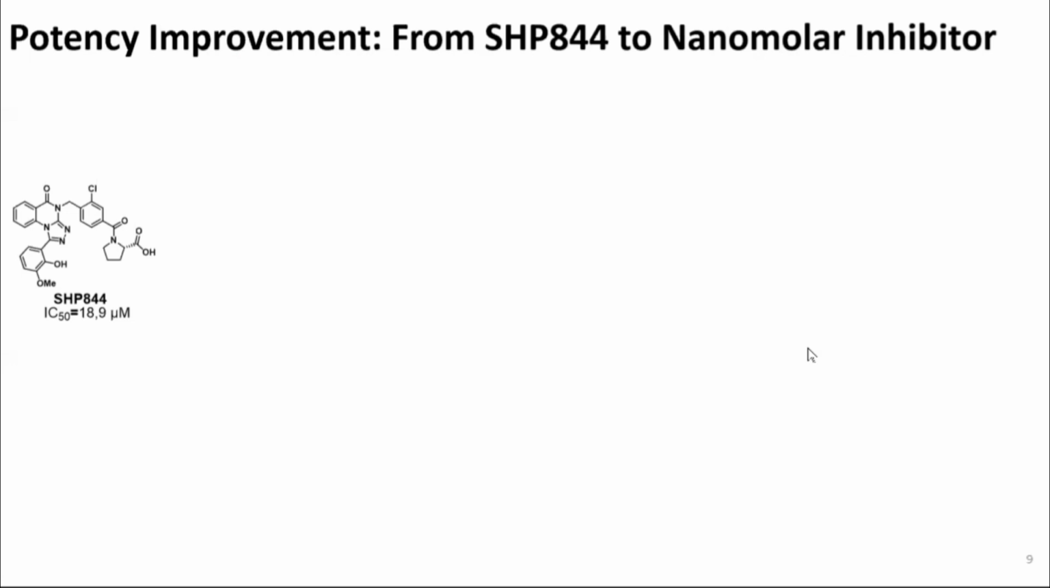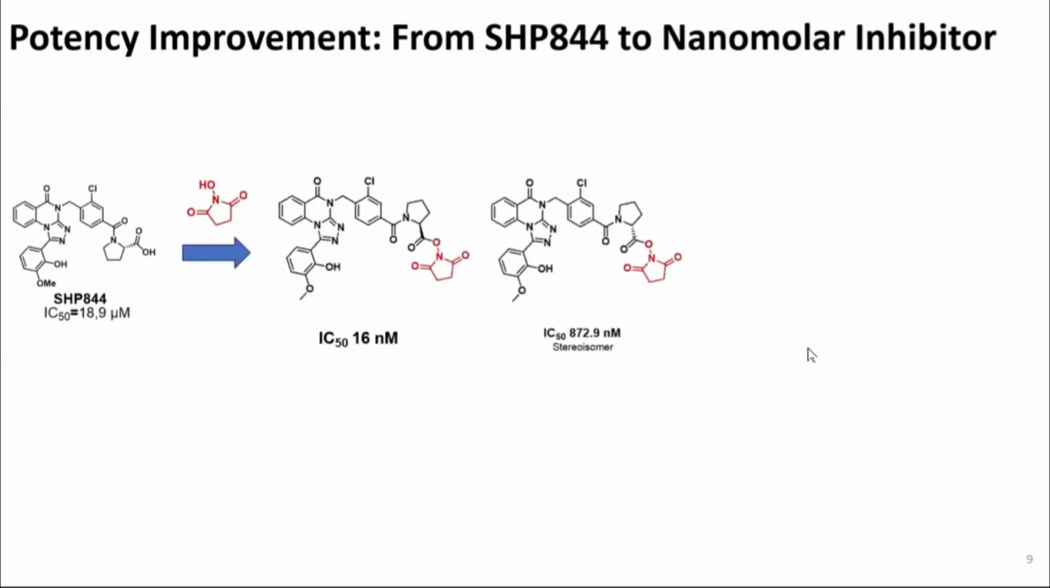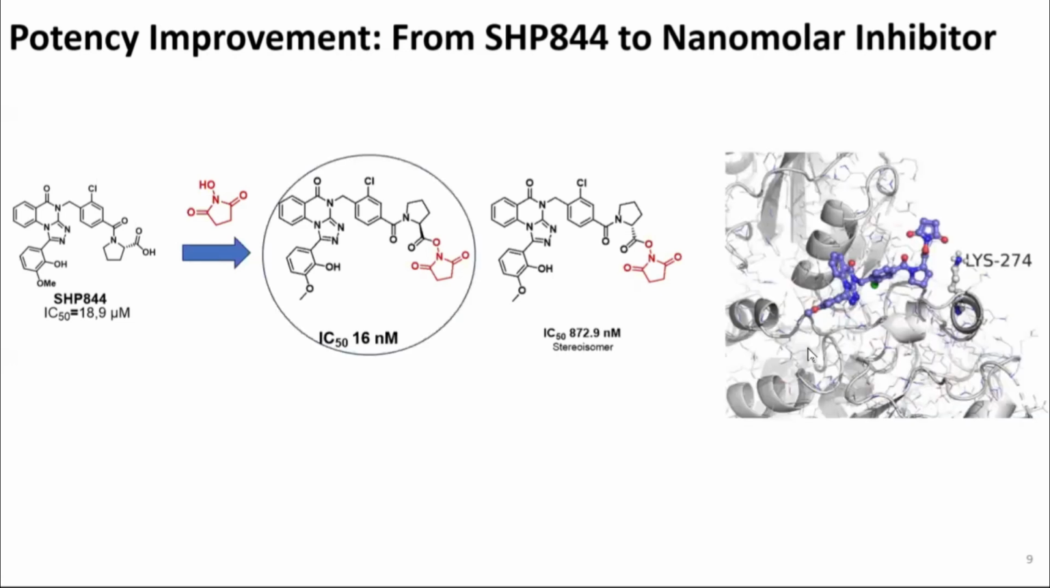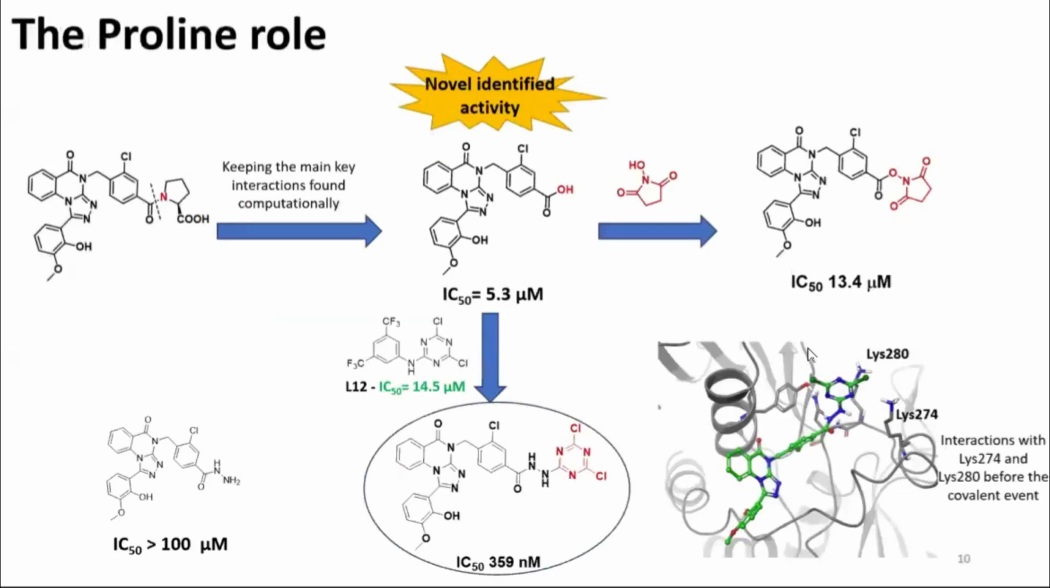With SHP844, we modified this molecule, and luckily we could reach a much more promising compound. We reached nanomolar activity, and you can see there is a difference in the stereoisomers, particularly the S isomer, which is the same as SHP844, is actually a very strong inhibitor from this point of view. Why? We think in this case, it's the proline is allowing a closer proximity to the lysine.